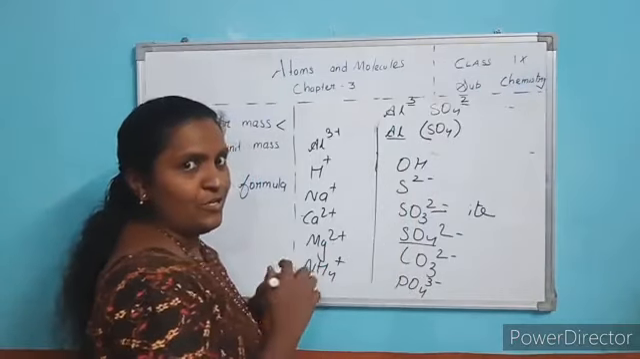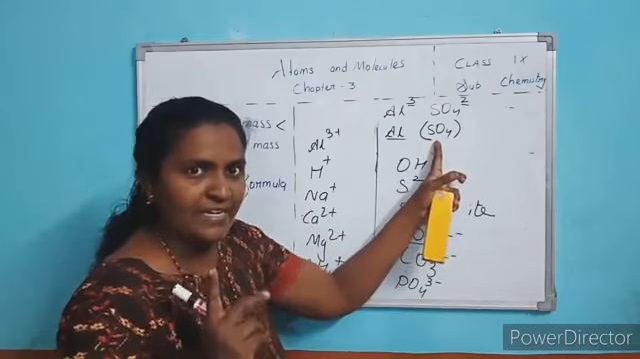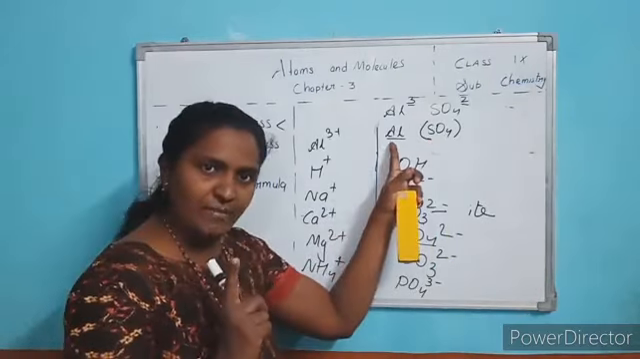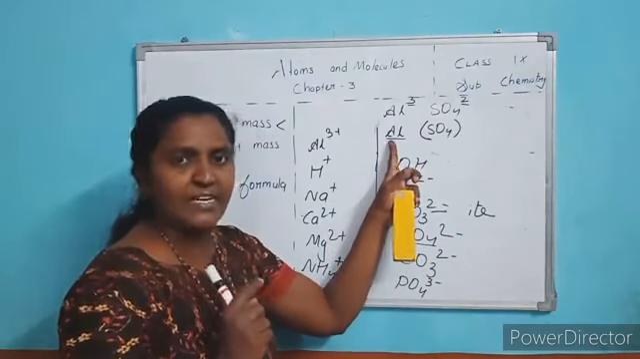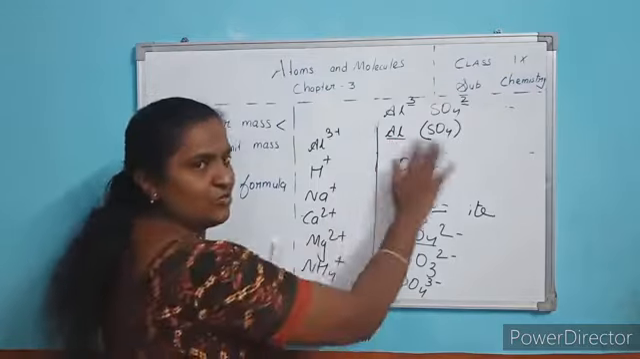I told you, you first look at this. If there is more than one capital letter, then you have to put it in bracket. Here only one element, because the first letter is capital and the second letter is small. So only one element, no need of bracket. This much you have written.